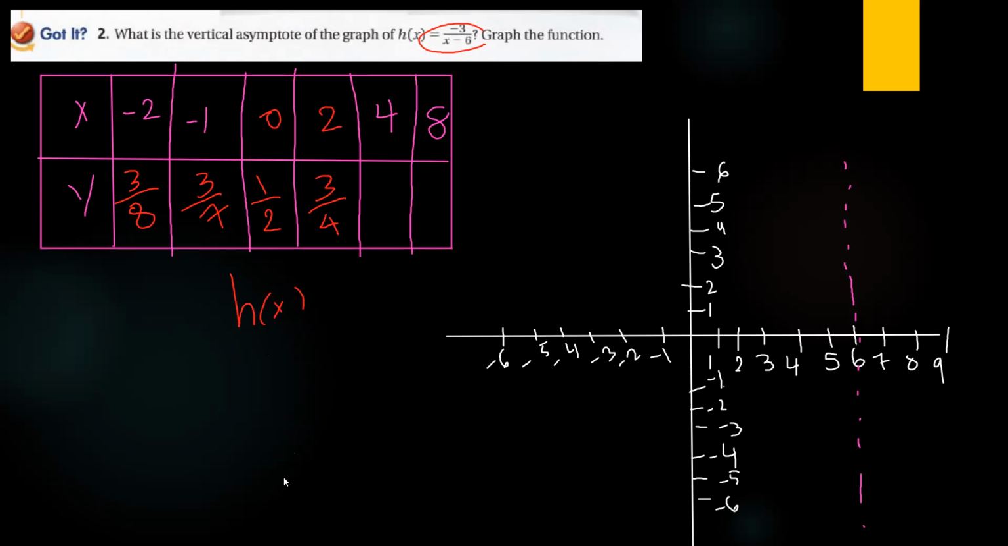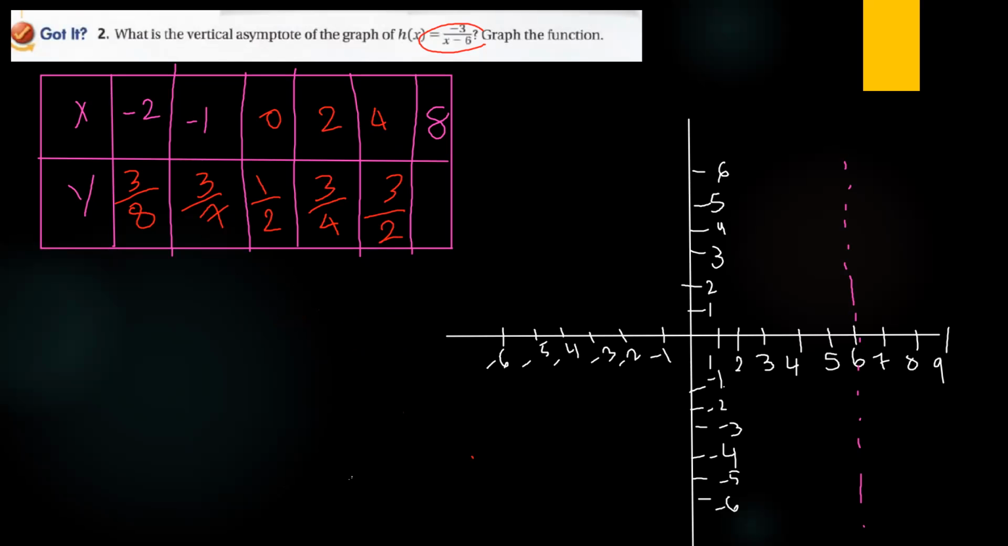Then h of x equals negative 3 over x minus 6. But now you have to evaluate with 4. Let's cancel x. Let's bring this 4 here. So we have it now as negative 3 over 4 minus 6, which is negative 2. Cancel minus, and we have it as 3 over 2.